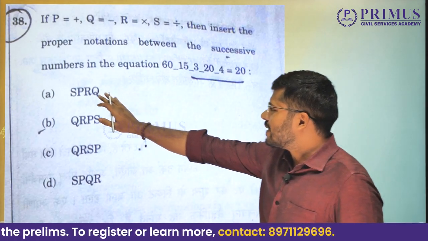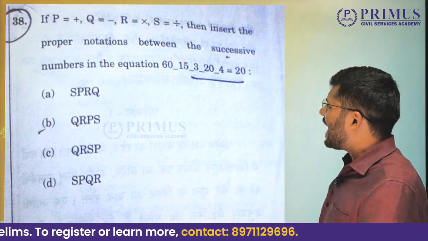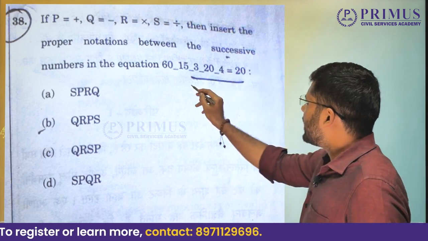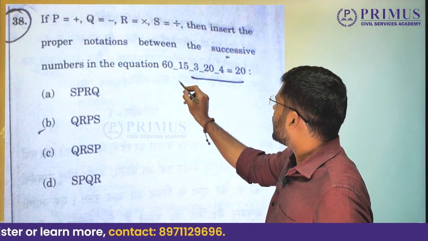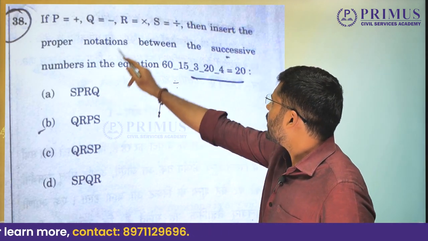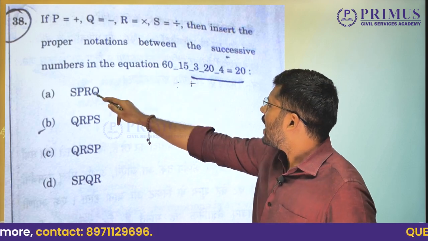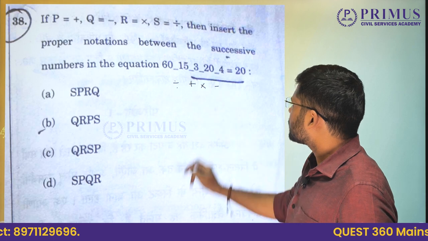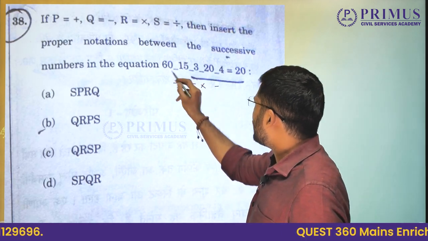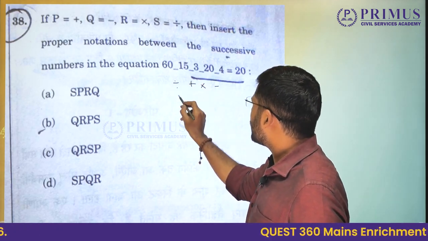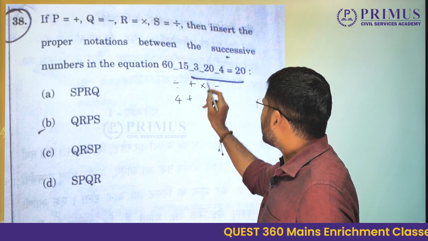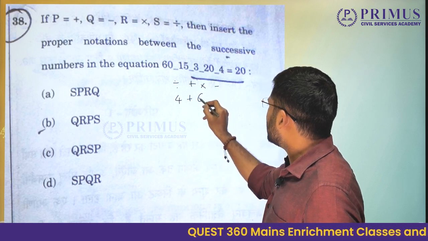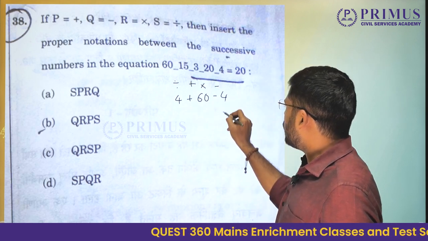Once again, you need not think too much, just substitute the options and get the values. So let us try the first one, SPRQ. So SPRQ will give you what? S stands for divided by, P plus, R into, Q minus. So 60 divided by 15 would be 4, plus 3 into 20 would be 60, minus 4.